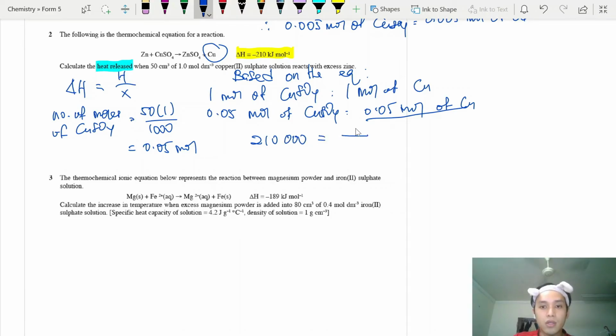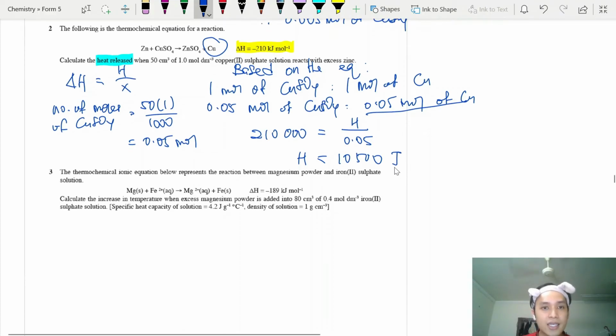Okay, heat and then 0.05. So the heat energy released is 10500 joules or 10.5 kilojoules. Okay, that is how you calculate heat released.